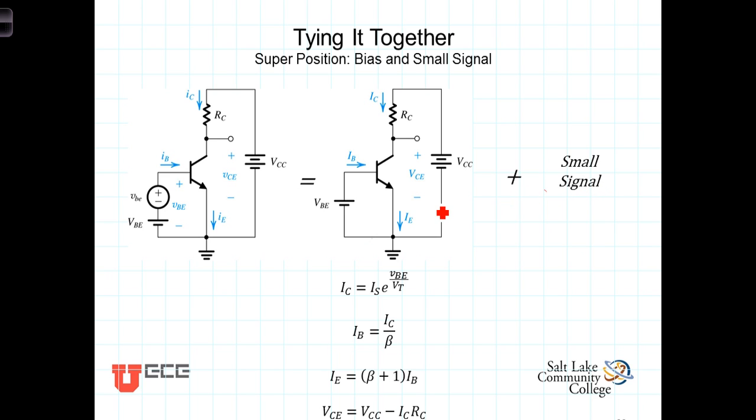We can remove the bias conditions with the capacitors and then talk about just the small signal operation of the circuit. So that's where we're at now. We're pretty well done with the DC biasing calculations. We're ready now to move into the small signal approximations and look at the small signal models for the BJT transistor.